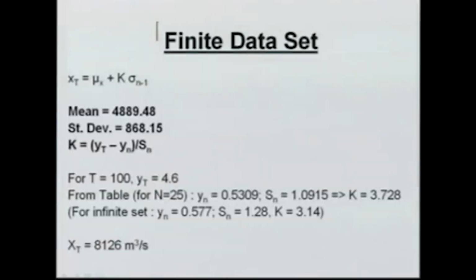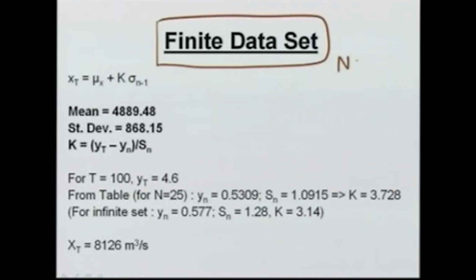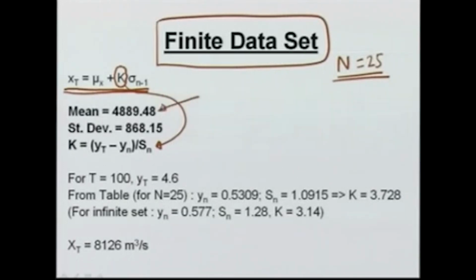Most of the times the data is not infinite, because Gumbel's distribution, the values which have been used there, were derived for an infinite set of data. But if we have a finite set of data, then we need to make some corrections in the method. So, if we have a finite data set, in this case since we had only 25 years of data, we must modify the equations. So, this is the equation which we use, saying that this factor K depends on the reduced variable y, mean and standard deviation, this mu x we have already obtained from the data.